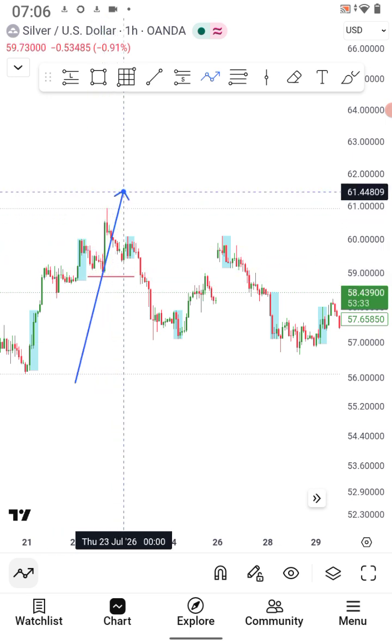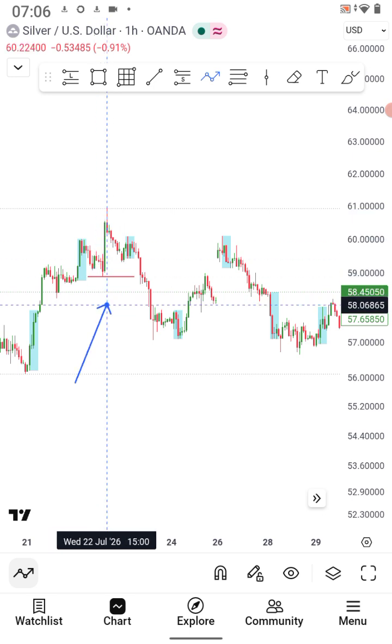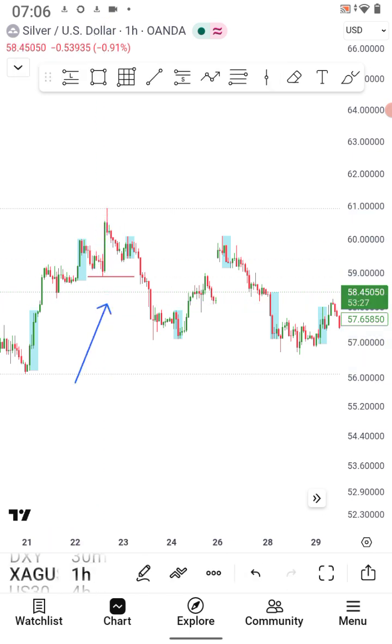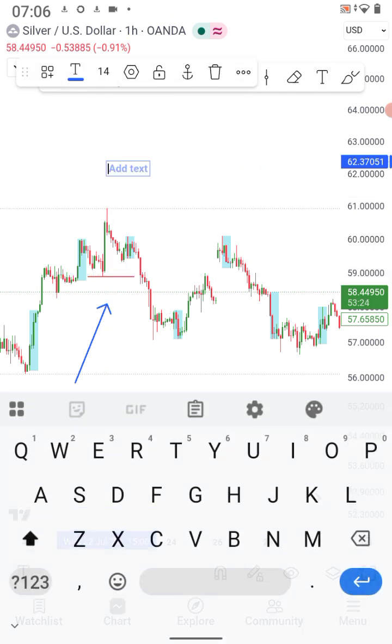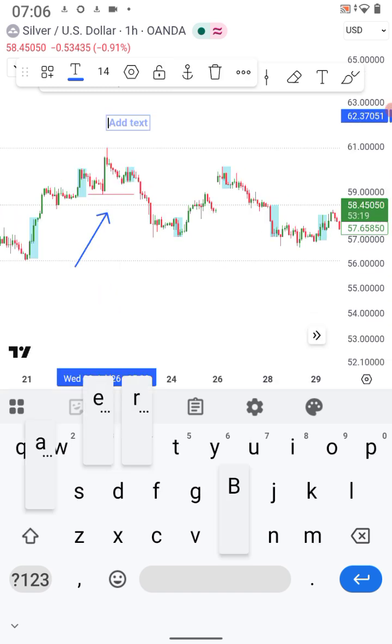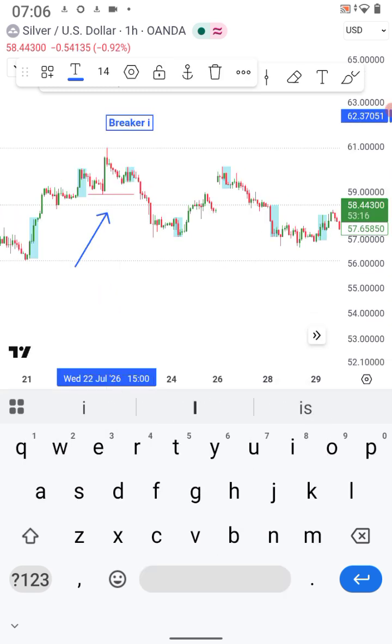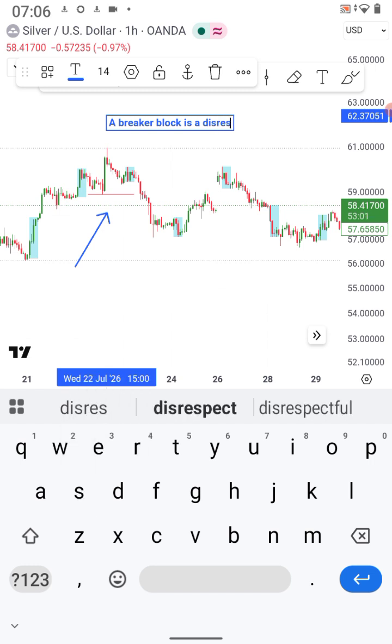So a breaker block is a disrespected order block. Maybe I should write that down. So a breaker block is a disrespected order block.